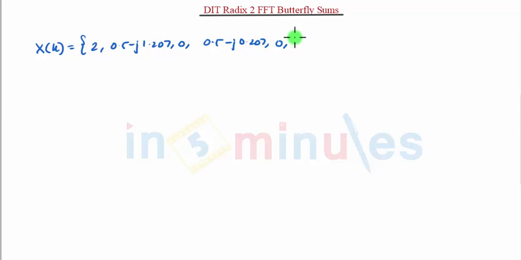Now finally the answer is x of k, equivalent to x of 0 to x of 7. That is the values 2, 0.5 minus j 1.207, 0, 0.5 minus j 0.207, 0, 0.5 plus j 0.207, again 0, and finally 0.5 plus j 1.21. We have solved this butterfly diagram and we have found out the DFT by decimation in time radix-2 FFT method.